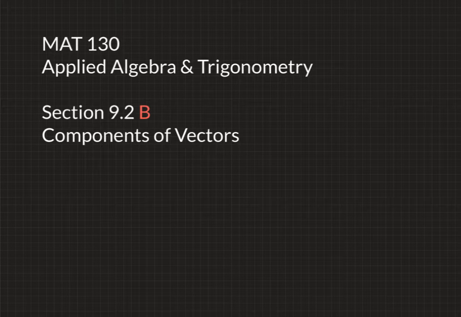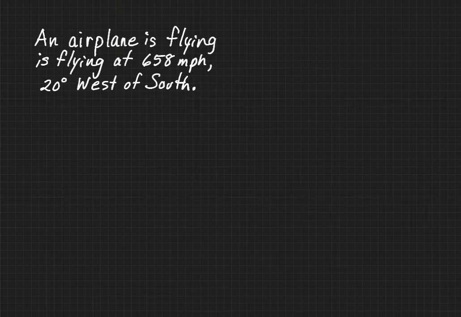Welcome back to Applied Algebra and Trigonometry. We're going to talk some more about components of vectors, doing some application problems. For instance, let's look at an example of an airplane that is flying at 658 miles per hour, 20 degrees west of south. Well, first we have to establish what west of south means.